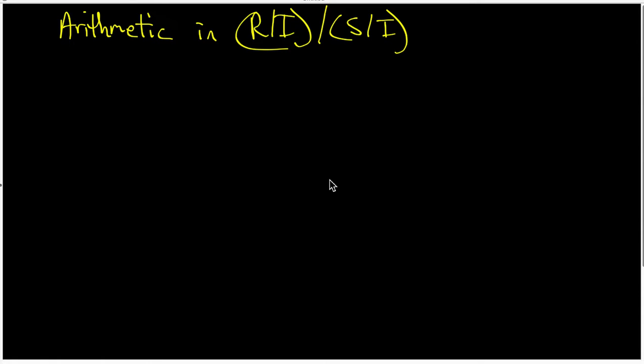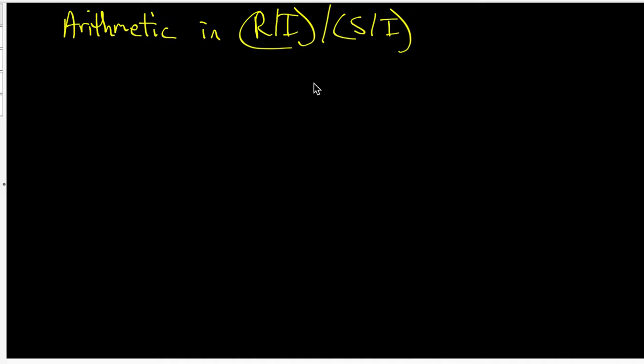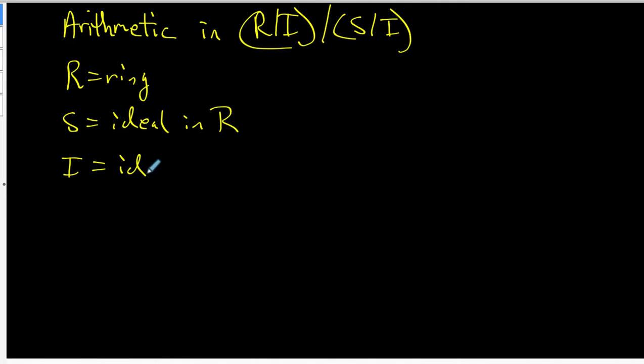In this video, we're going to look at how the arithmetic in the complex quotient structure R mod I modded out by S mod I actually works. To get started, I want to remind you about what we know. We are assuming that R is a ring, that S is an ideal in R, that I is an ideal in R, and that I is a subset of S.